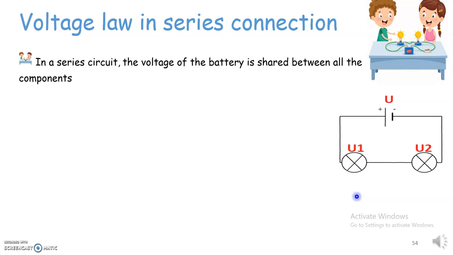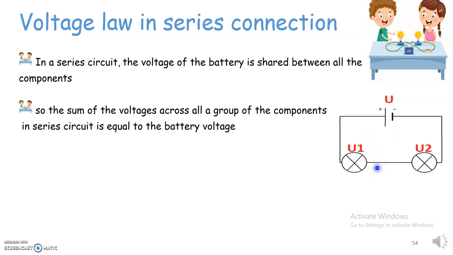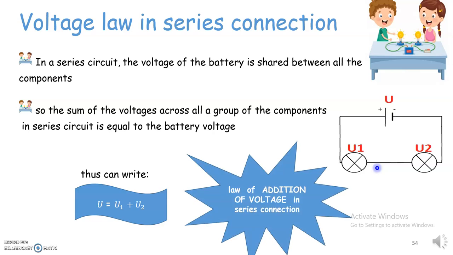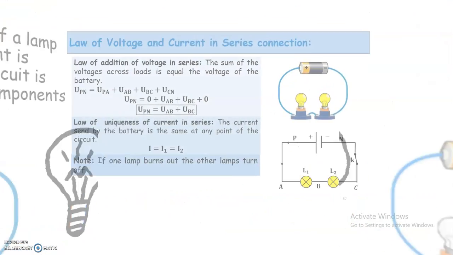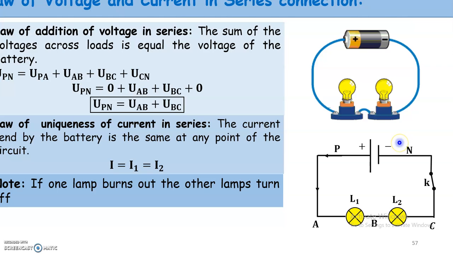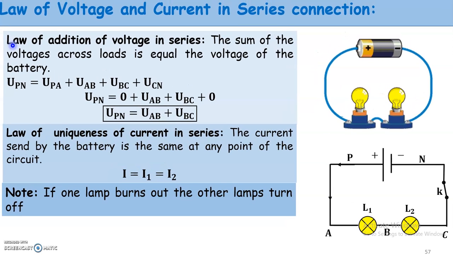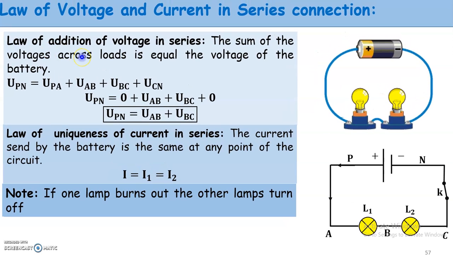Now, how can we speak about current and not speak about voltage? Let's speak about voltage. In a series circuit, the voltage of the battery is shared between all the components. To explain this slide, I will move to this one. To know what happens to voltage in a series connection, we want to cut up this circuit into pieces.